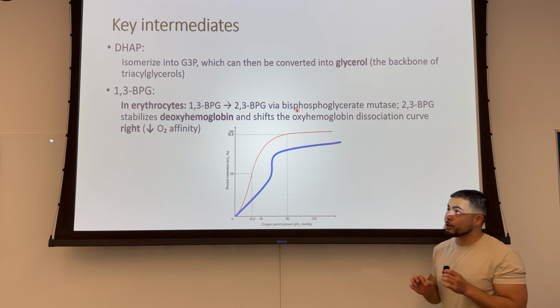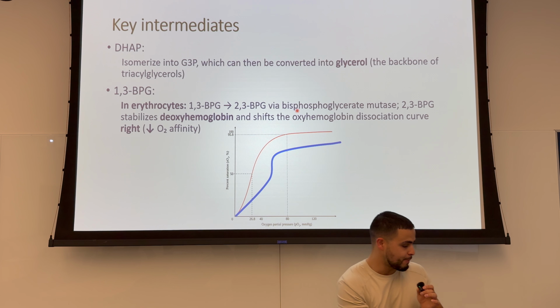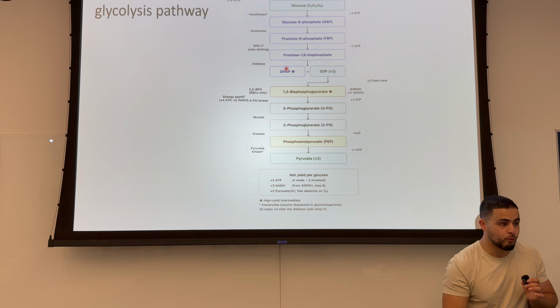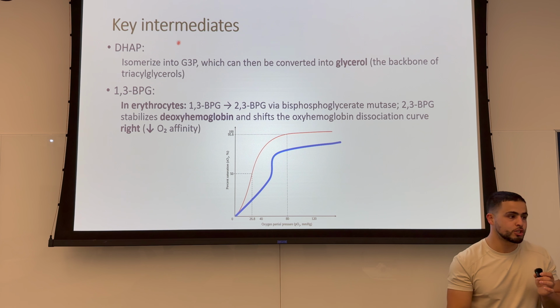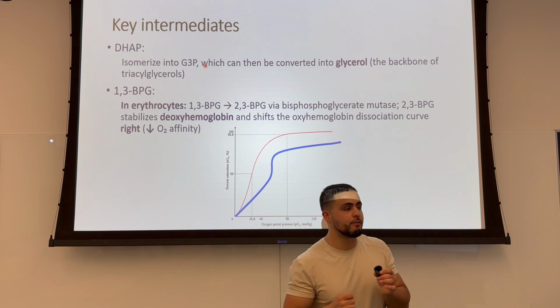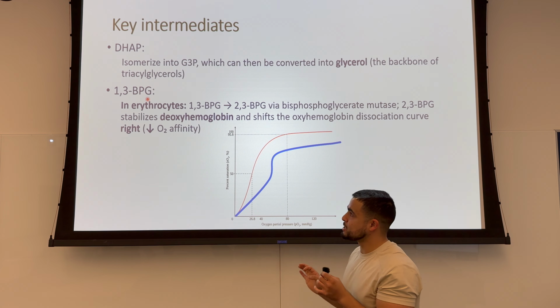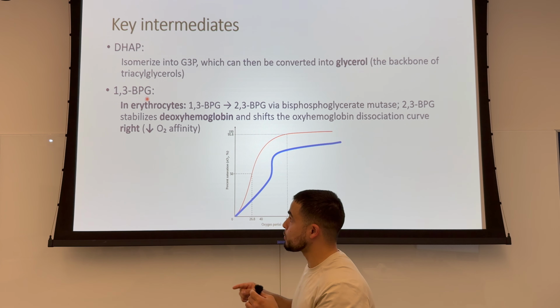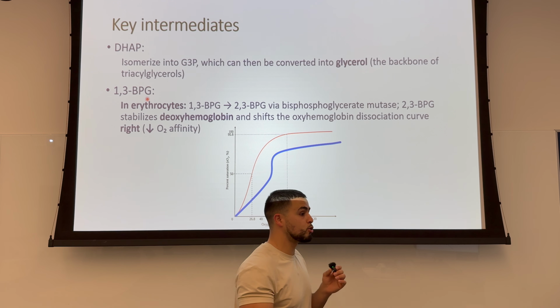All right, now let's talk about key intermediates. Dihydroxyacetone phosphate, that 3-carbon molecule that we saw generated over here, can be involved in fat storage because it can be converted to glyceraldehyde 3-phosphate and then subsequently glycerol, which is the backbone of triacylglycerols. And then 1,3-BPG is also important because in red blood cells, in erythrocytes, it can be converted to 2,3-BPG, and then it can impact the oxygen hemoglobin dissociation curve.